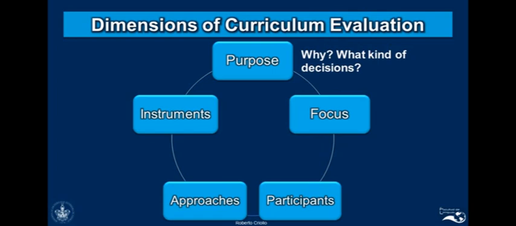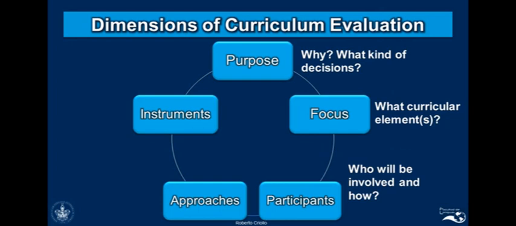So the purpose answers the question, why are we going to evaluate? What kind of decisions do we want to make? The second dimension refers to what curriculum elements we are going to focus on. Are we going to focus on the syllabus? Are we going to focus on the materials, the teaching methodology, and so on? We can also ask questions about who will be involved in the curriculum evaluation and how. That means as participants, as providers of information, as analysts of the information, and so on.